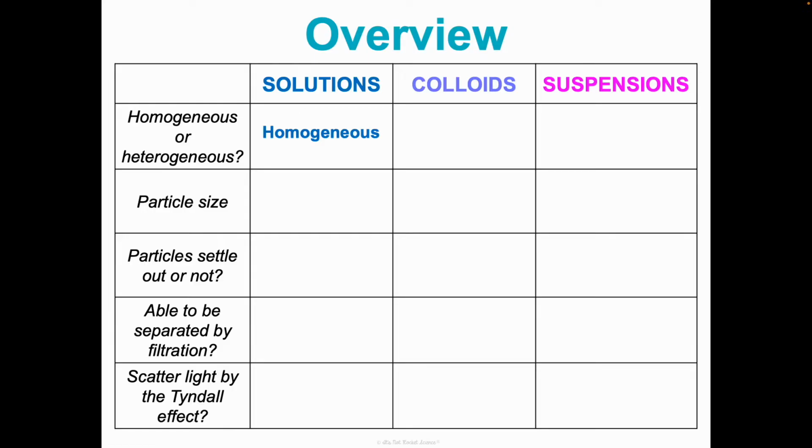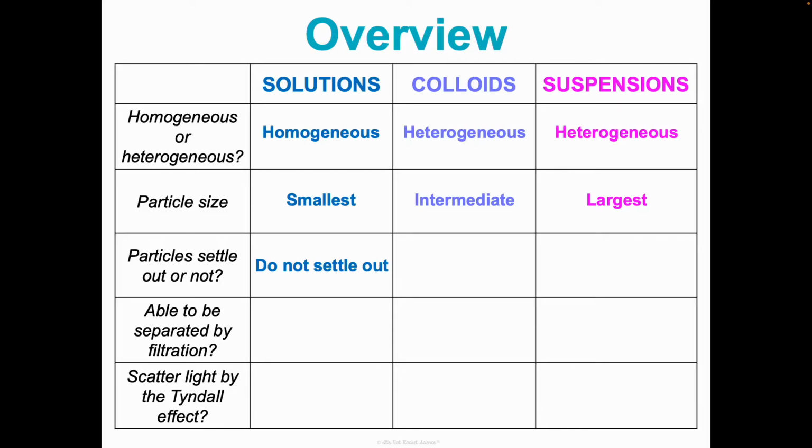They are homogeneous. Colloids are heterogeneous, suspensions are heterogeneous. When we're talking about the particle sizes of the components of these types of mixtures, solutions have the smallest particles, colloids have intermediate size, and then suspensions have the largest. When we're looking at whether or not the particles will settle out, solutions should not settle out, neither should colloids, but suspensions will. Are you able to separate them by filtration? You should not be able to do that with a solution, easily at least, not with a colloid, but you should be able to with a suspension.